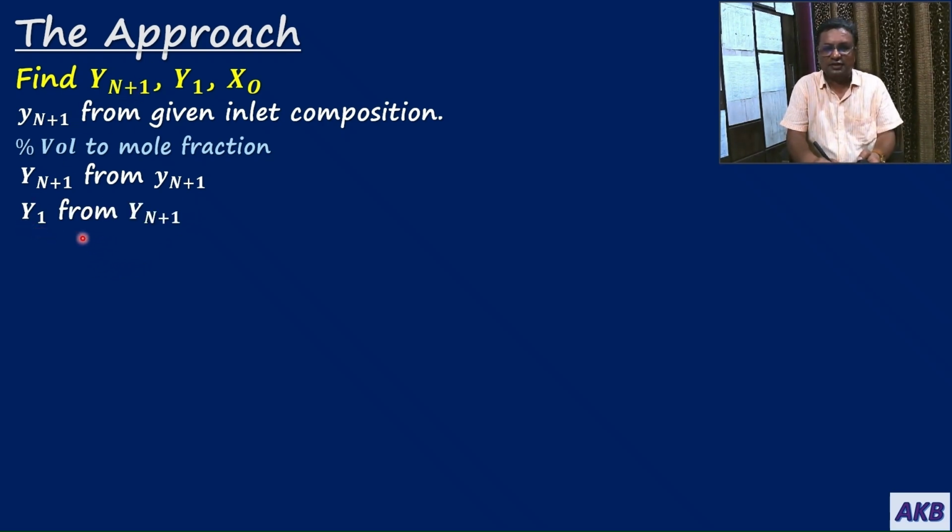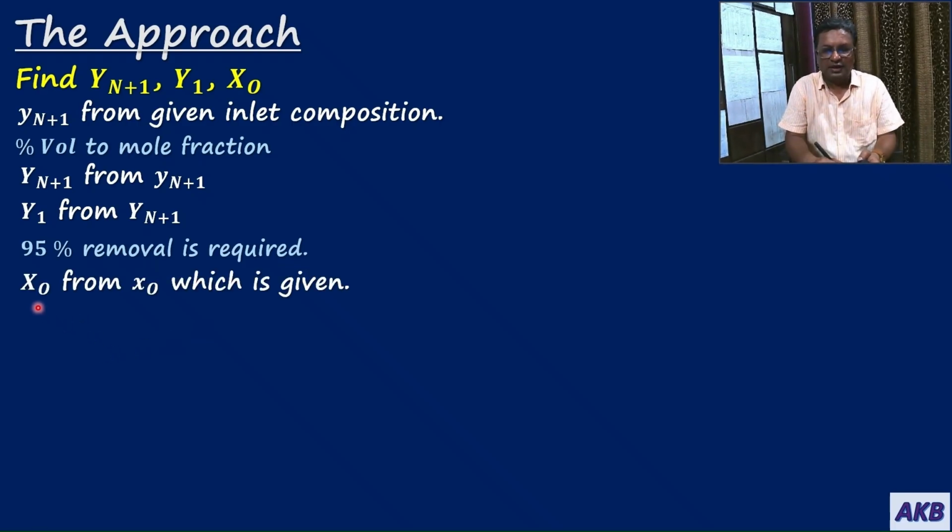Then capital Y1 we can get from capital Yn plus 1. For that we will use this information: 95% removal of E is required. That is given. That is the requirement. Capital X0 you can get from small x0. Small x0 is directly given to us, so from small x0 you can get capital X0.